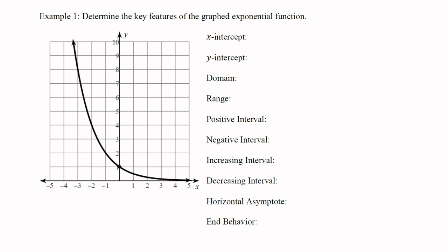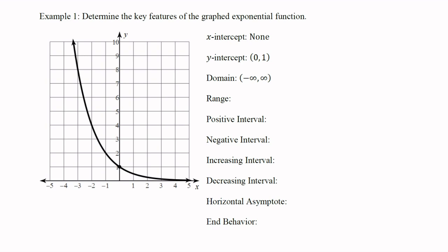So let's do a few examples of identifying some key features. Starting with the x-intercept. Well, here, since we are approaching the x-axis, we have no x-intercept. Our y-intercept is at 0, 1. Our domain is negative infinity to positive infinity. Remember, that will be your domain for all exponential functions because you will have an arrow on the left and an arrow on the right.